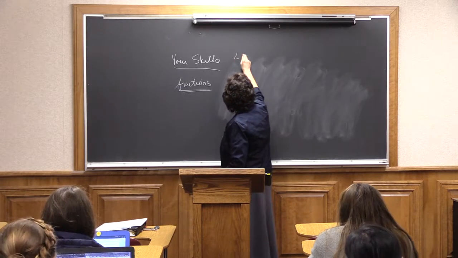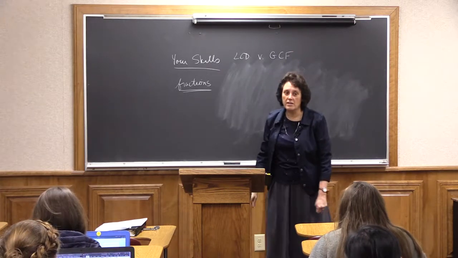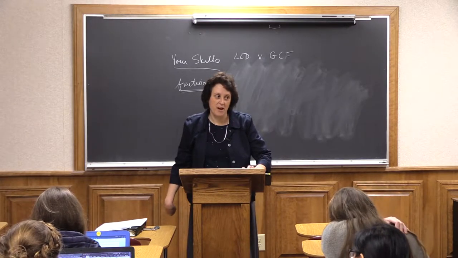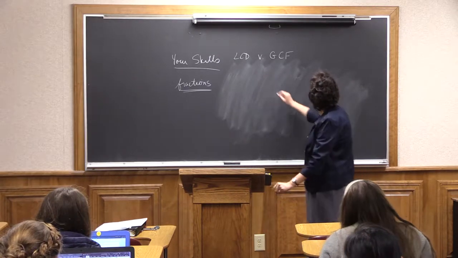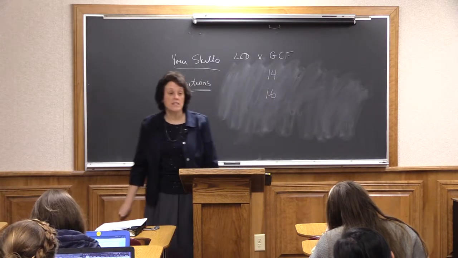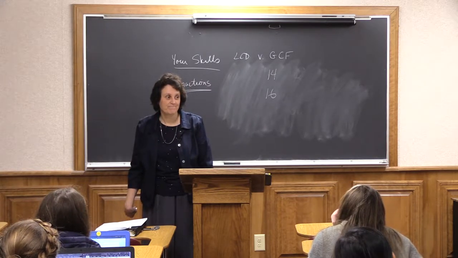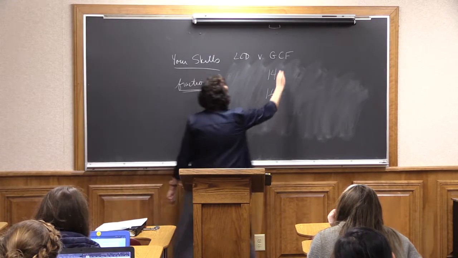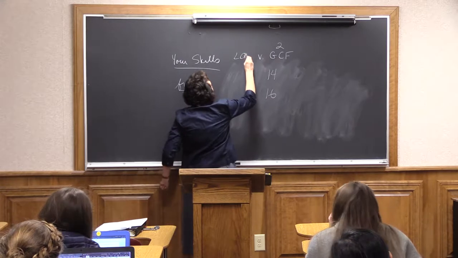Let's begin with this. This is a classic area where many people are confused, and off the top of their head, they're going to give me the wrong answer. So if I have the number 14 and 16, what's the least common multiple? What's the greatest common factor? What is 2? Yes, 2 is the greatest common factor. What's the least common denominator? Least common multiple is the least common denominator.